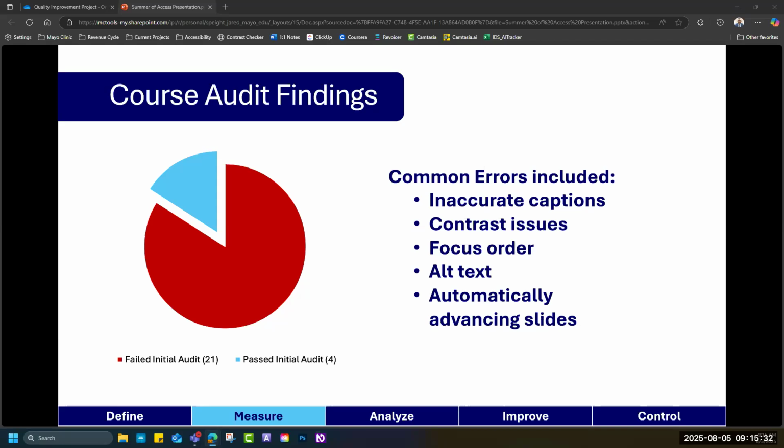And on a side note, based on the criteria that we later determined, none of our courses probably would have passed. So let me share with you, if you don't mind, just a list of some of the common accessibility issues we found when we were going through the initial course audit. Some of the biggest ones were inaccurate captions, contrast issues, focus order was not correct, or alt text was not set up, or we had automatically advancing slides. So those were some of the more common issues that we came across.